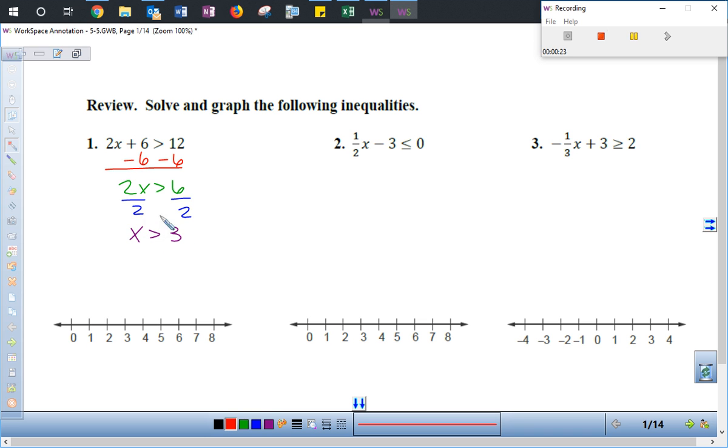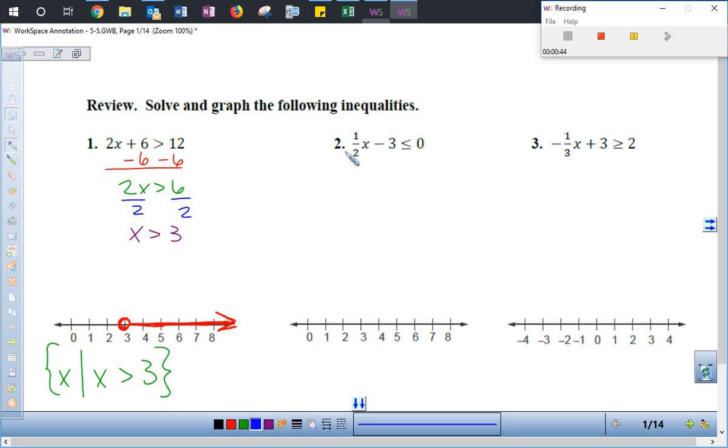Then to graph it, since there's only one inequality, we don't need helper graphs. We can graph it straight on the line. That's going to be an open dot on 3. And my arrow is going to go to the right. Now to write that answer in set builder notation, we'll have this set of all x's such that x is greater than 3.